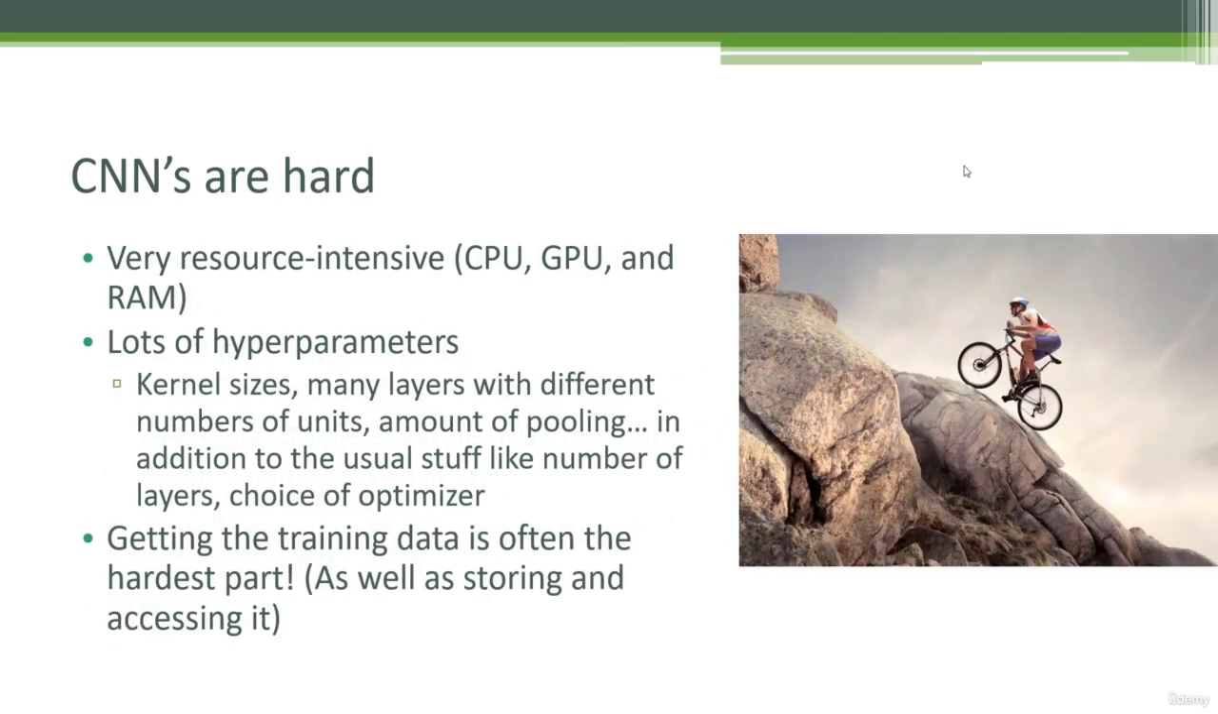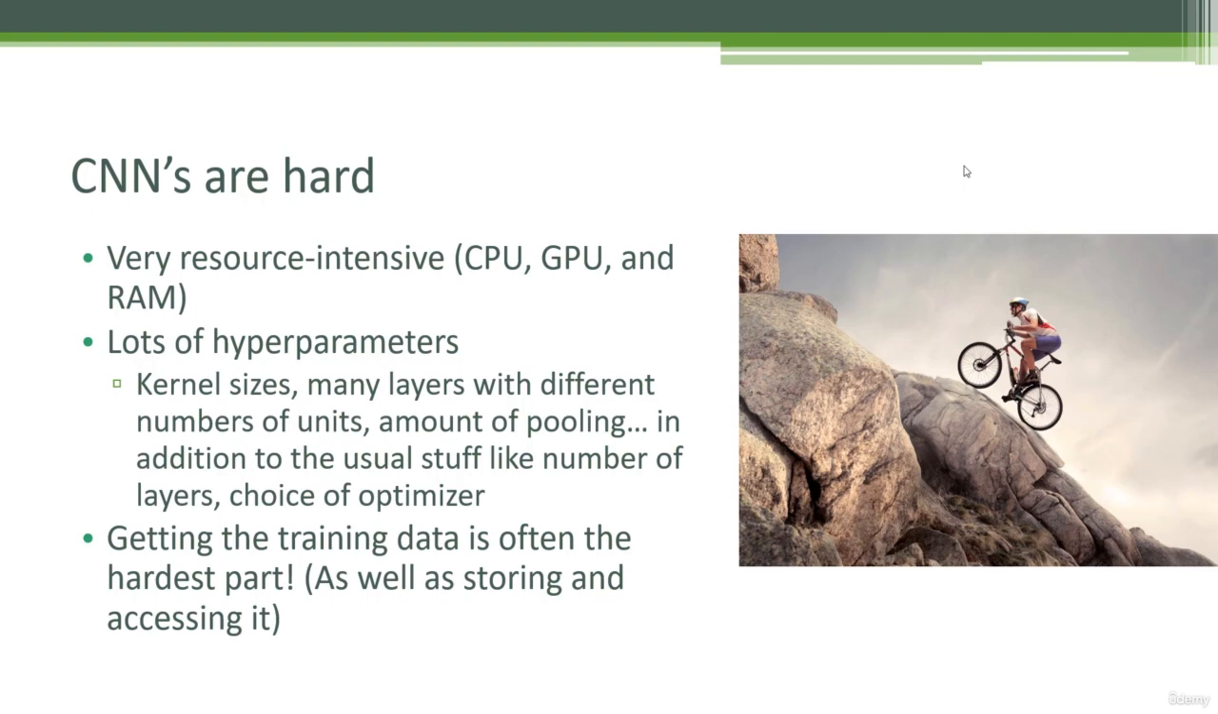Now, like I said, CNNs are compute intensive. They are very heavy on your CPU, your GPU, and your memory requirements. Shuffling all that data around and convolving it adds up really, really fast. And beyond that, there's a lot of what we call hyperparameters, a lot of different knobs and dials that you can adjust on CNNs. So in addition to the usual stuff you can tune, like the topology of your neural network, or what optimizer you use, or what loss function you use, or what activation function you use, there's also choices to make about the kernel sizes.